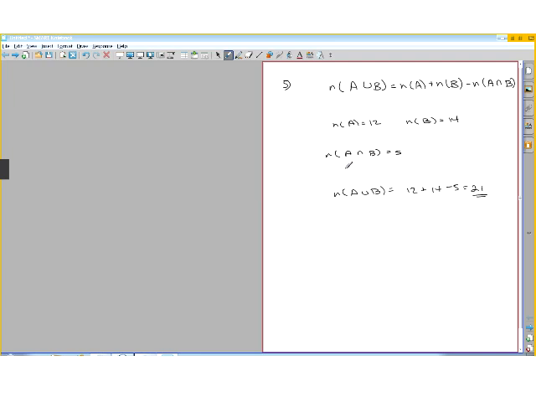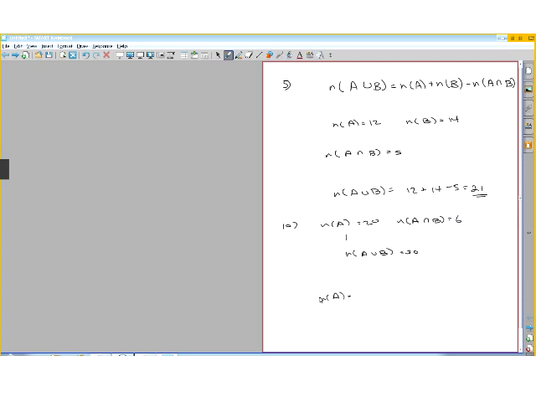Okay. Now let's do problem number 10. So here we have, let's find the number of elements in set B if we know these things. So there are 20 in set A. We have the intersection of A and B, we have 6. And if we have the union of A and B, which is the OR statement, we have 30.